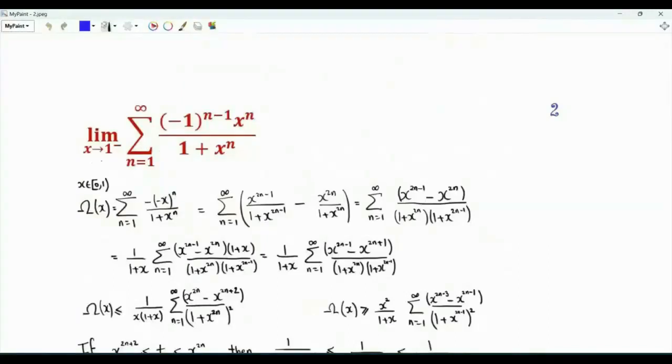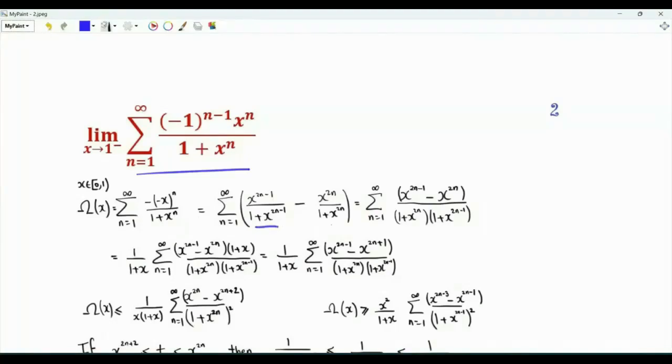The second limit is the limit as x tends to 1 from below of this infinite series, n from 1 to infinity, minus 1 to the n minus 1, x to the n over 1 plus x to the n. x is strictly less than 1. Let's call this sum omega of x.